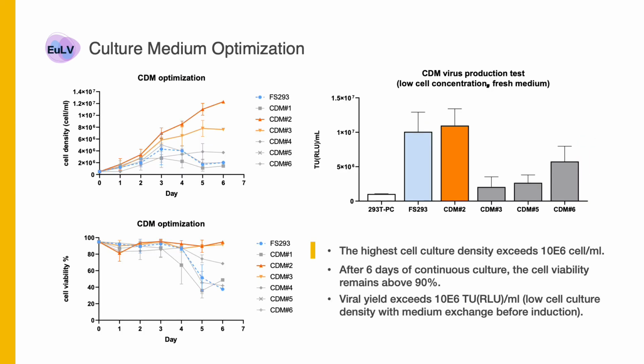The first step of the process development, the cells need to be adapted to suspension culture, and the culture medium selection is the key. We have screened and tested a few commercially available media. All of them are chemically defined media. Figures 1 and 2 at the left show that CDM2 has the highest cell culture density, which can exceed 10 million cells per mil, and maintain high cell viability after 6 days of continuous culture. More importantly, this medium CDM2 did not interfere with virus production, which you can see in the figure at the right.